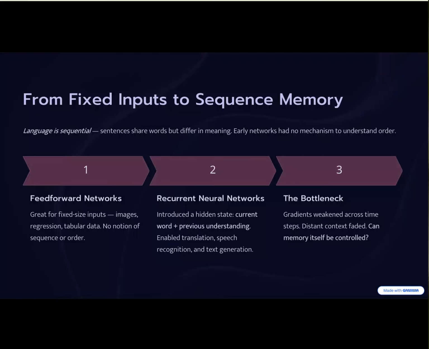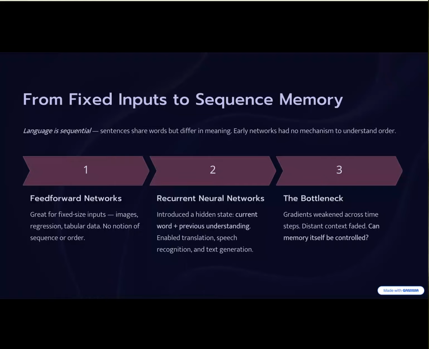But language introduced something different. Language is sequential, where the order of words matters the most. A common example is dog bites man and man bites dog. Even though they contain identical words, they have completely different meanings. So, a feed-forward network has no mechanism for understanding this sequence. Then comes the question, can a neural network maintain memory? So, the first answer: here come the recurrent neural networks.